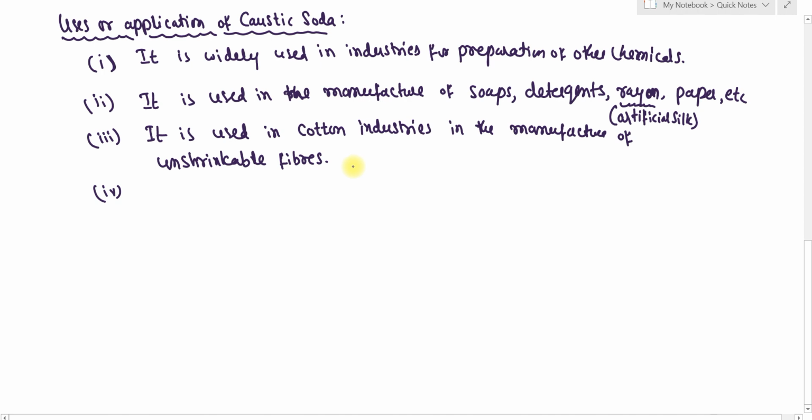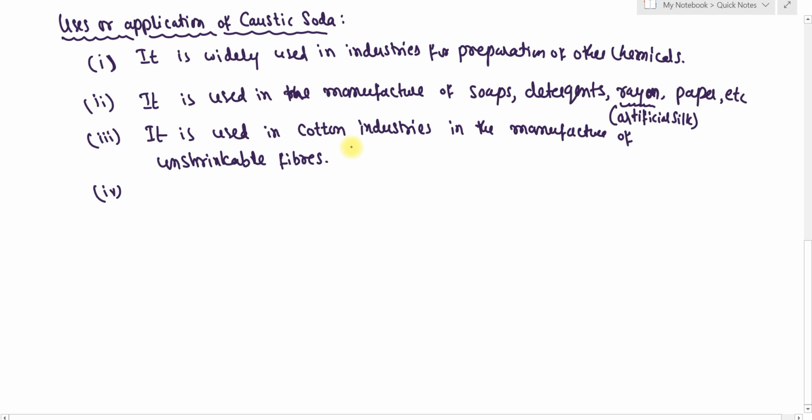So supposing that you take a bunch of cotton and dip it in water, suddenly it is going to shrink. It is going to lose its shape and size. That is called shrinkable. So in cotton industry, caustic soda is used specially for cotton fibers for making them unshrinkable fibers.